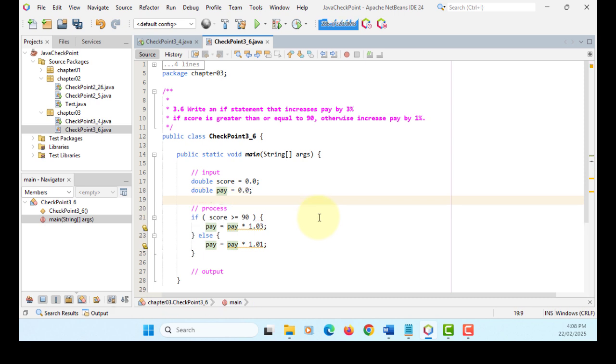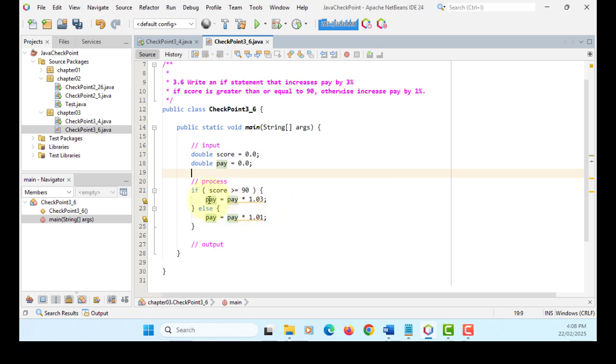Okay, that's the one. So if you're familiar with the augmented operator, this can be written this way: pay multiplied by equal, and then 1.03. Eventually, you need to know how to use this statement using the augmented operator. Okay, for simple tests, we like to print our pay.